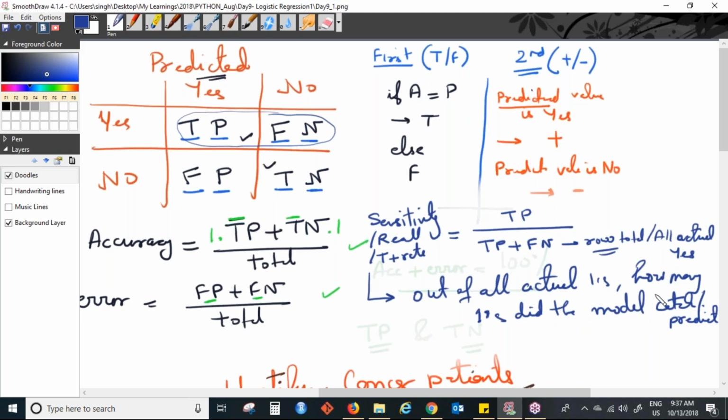Do you follow, guys? It is very important to understand the interpretation of sensitivity or recall. Formulas you can remember or you can Google, but it is very important to understand the interpretation, because only if you understand it will you give importance to these parameters based on your business scenario.